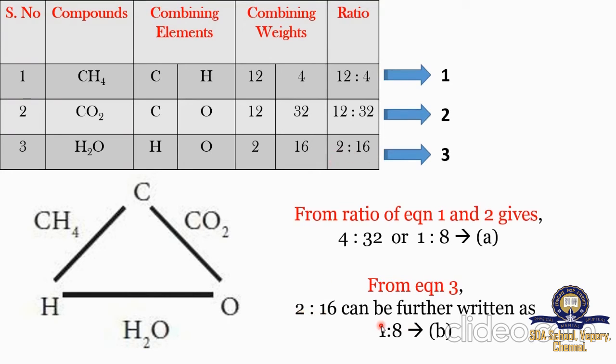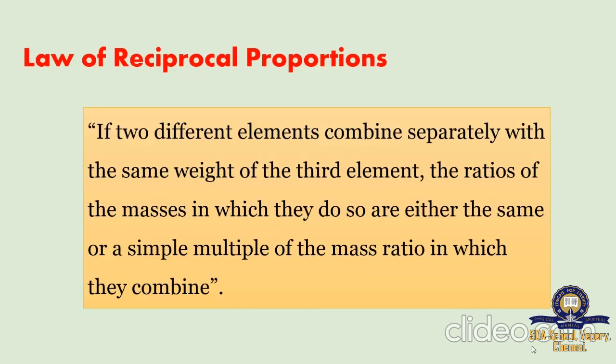So 1:8. Now from equations A and B, we can conclude that the ratio is the same, right? 1 is to 8 and 1 is to 8. So, law of reciprocal proportion states that if two different elements combine separately with the same weight of a third element, the ratios of the masses in which they do so are either the same or a simple multiple of the mass ratio in which they combine.